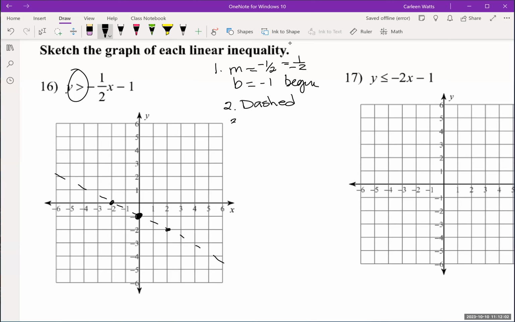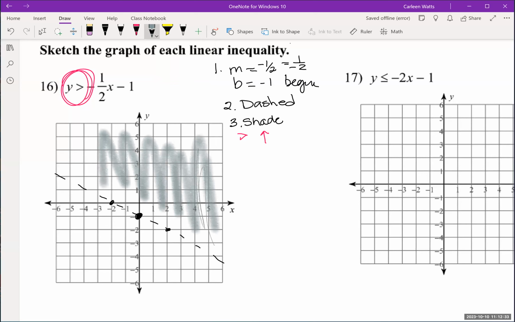Ah, shade. Okay. Do I shade up or down? Greater than. Greater than shades up. Less than would shade down. Up. Oh, that's why my pen was so fat.